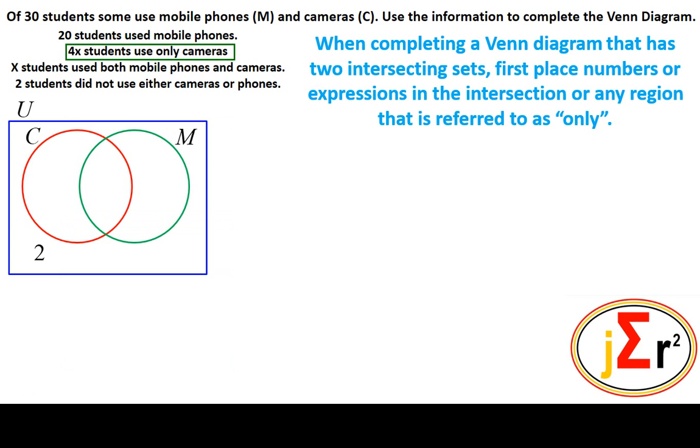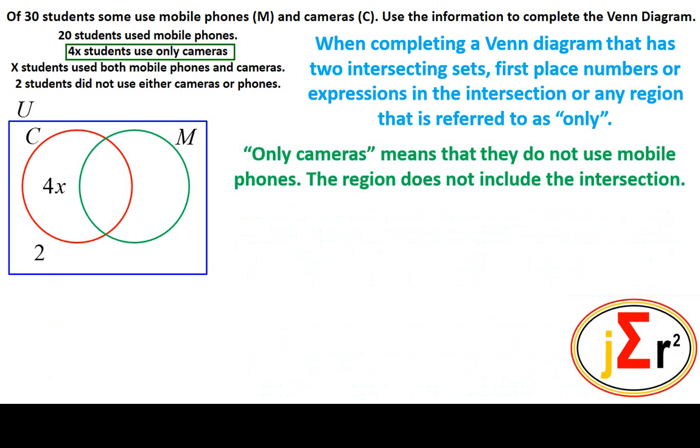4X students use only cameras. The information will go in that section first. Some of these are at the same level, therefore we do not have any danger of doing one before the other, like the onlys and the intersection of the two sets. If we had three intersecting sets, then the information will have to be placed in the intersection of the three sets first, or any section that is at that same level also. Only, meaning that it is not in the intersection of that set and any other set.